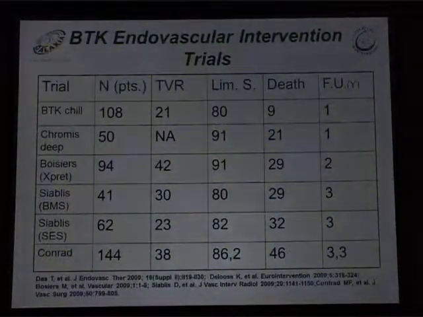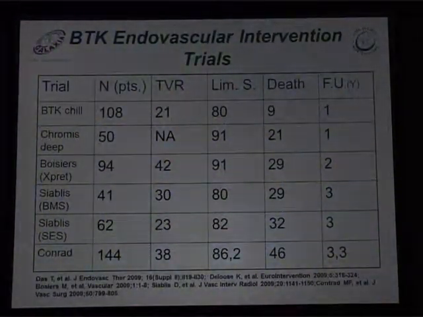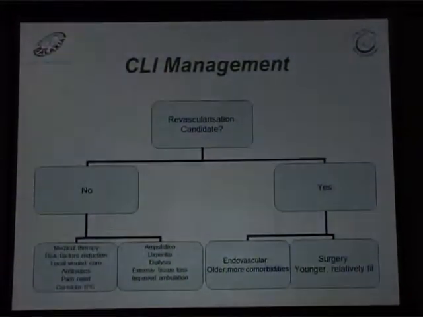From different trials performed with endovascular intervention in below-the-knee critical limb ischemia, you see the target vessel revascularization is different at different follow-up periods, but the limb salvage is nearly the same. So, CLI management: when is revascularization performed and in which patient? For example, if the patient is not for revascularization, we have to give maximum medical therapy, risk factor reduction, local wound care, antibiotics, pain relief, and consider intermittent pneumatic compression.